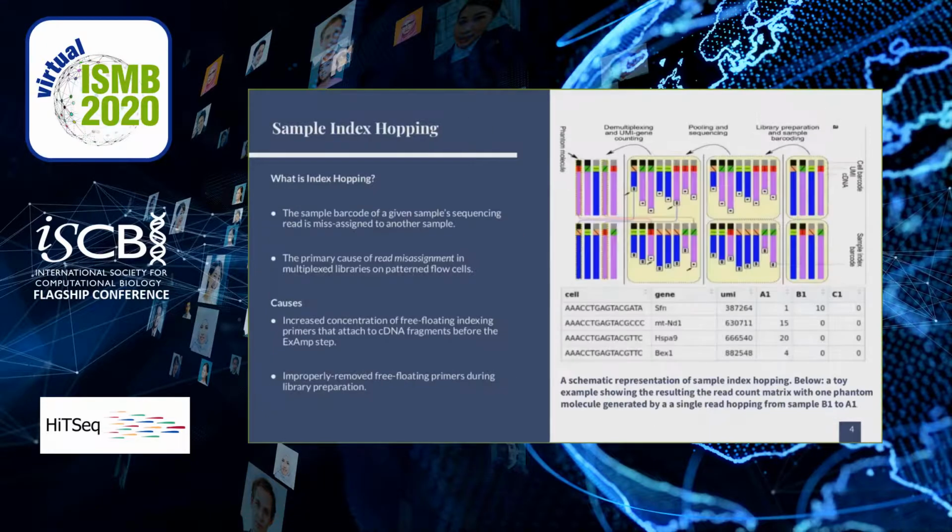This comes at a cost, in the form of an artifact known as sample index hopping. In sample index hopping, the sample barcode of a given sample is misassigned to another sample. So, for example, here, the sample barcode that we assign to reads from sample B1, one of them hops to sample A1, and this shows up as a phantom molecule associated with gene SFN.